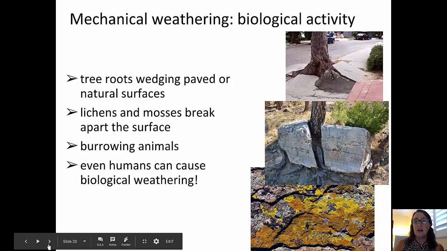Biological activity. Typically, we see things like tree roots in urban areas or suburban areas that have pried up a sidewalk and are breaking that up, or tree roots that have even grown through some natural rock surface. But it also includes things like burrowing animals or lichens and mosses that are starting to break apart the surface. And remember that biological activity does include activity that human beings cause.